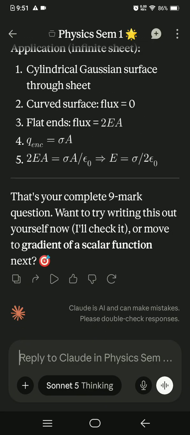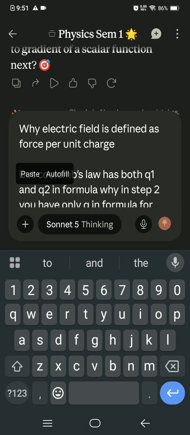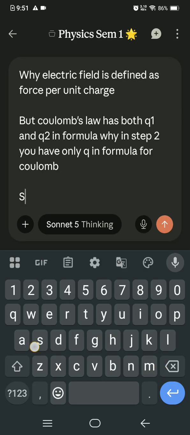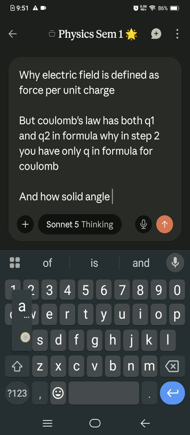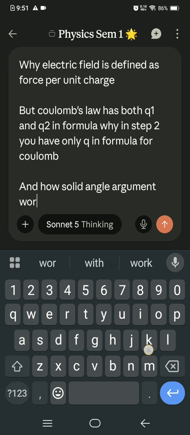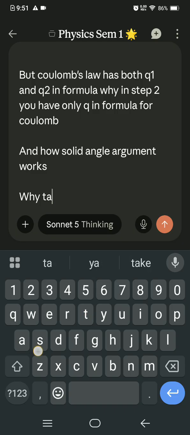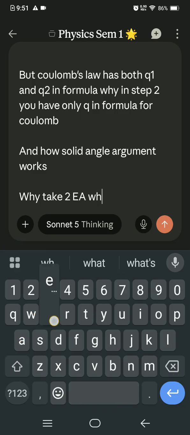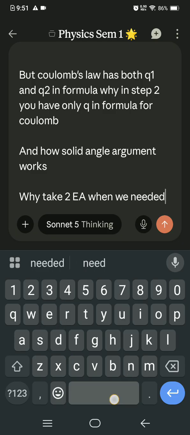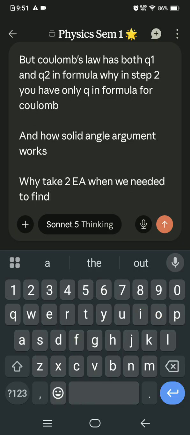Let's ask doubts. Solid angle argument works by taking 2A, and we needed to find it at just one distance.